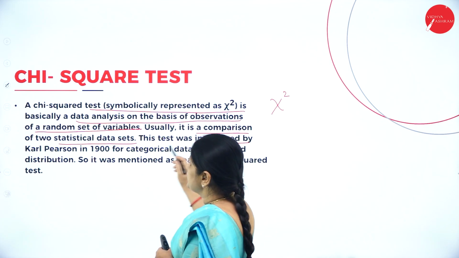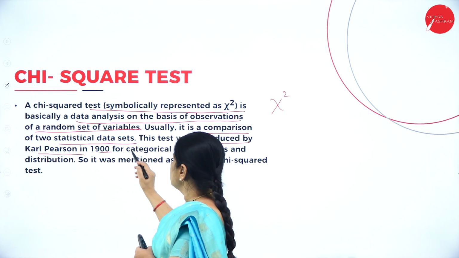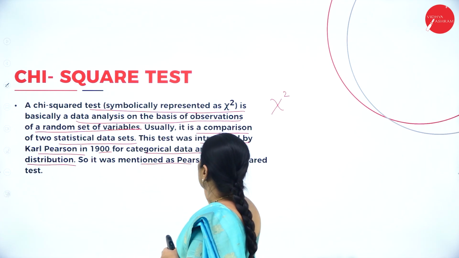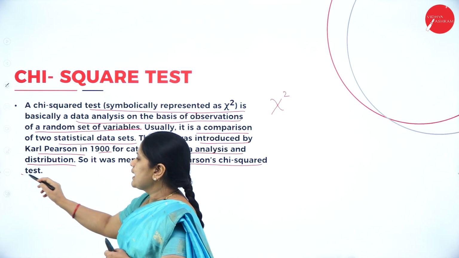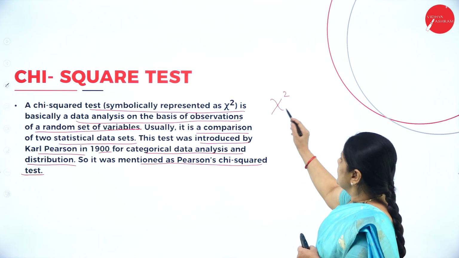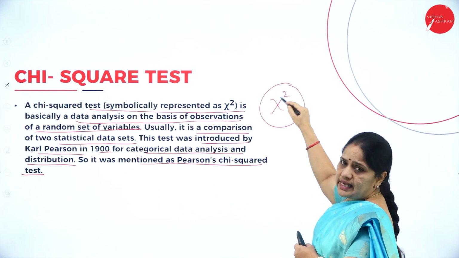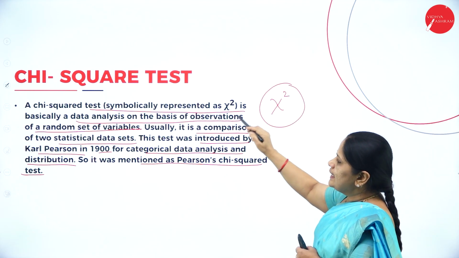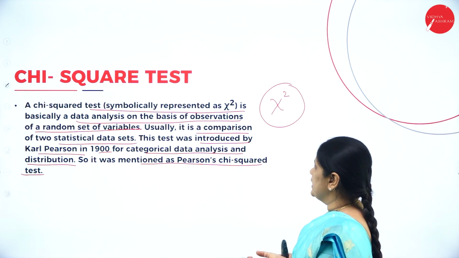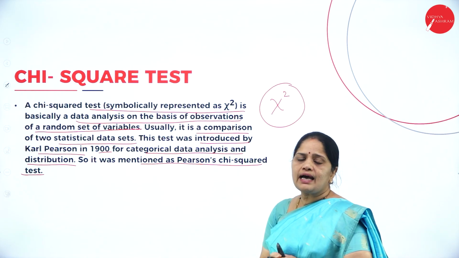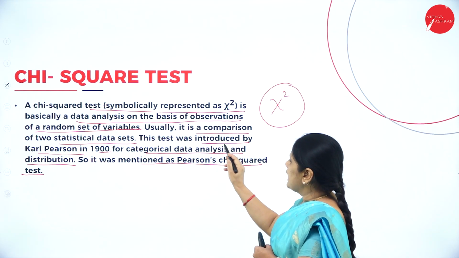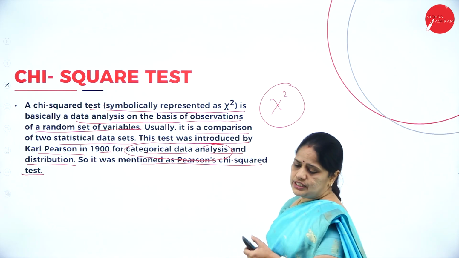This test was introduced by Karl Pearson in 1900 for categorical data analysis and distribution. So, it is called Pearson's chi-square test. The symbol for the chi-square is χ², and it is a data analysis on the basis of observations of a random set of variables, introduced by Karl Pearson in the year 1900, and it is essential for categorical data analysis and distribution.